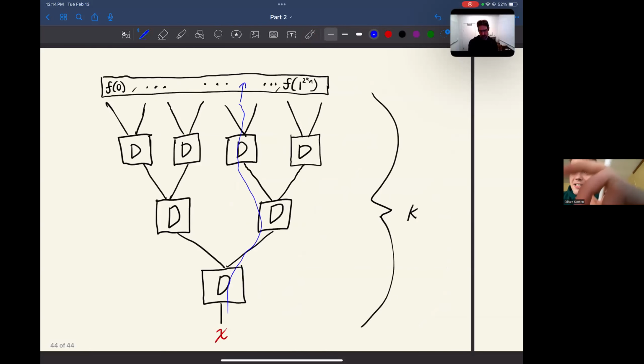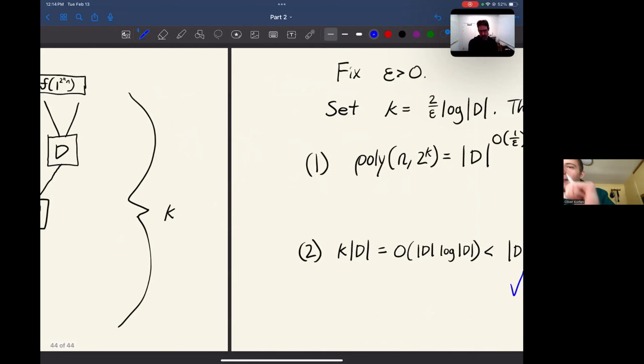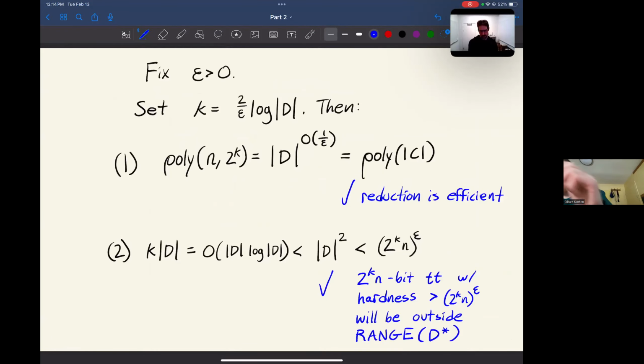And so if I combine these and I set the parameter k to be logarithmic times something like 1 over epsilon, for some fixed epsilon, then I'll have two properties. The first is that the running time of finding a solution for d star with parameter k is going to be polynomial in, I don't see here, this should be d, the original instance of range avoidance. I set k to be logarithmic in the size of the instance.